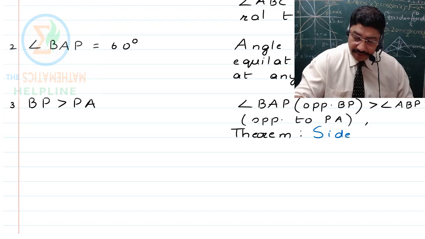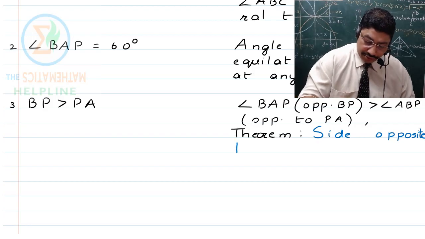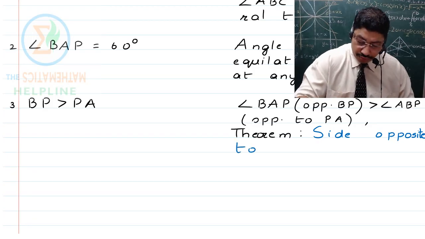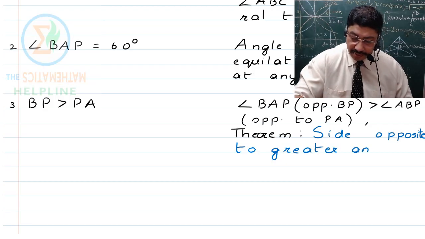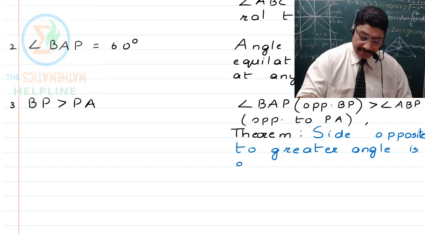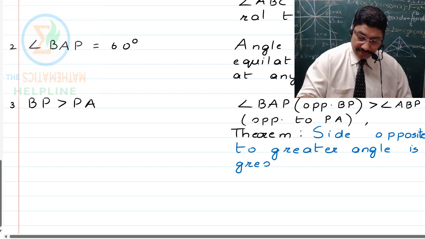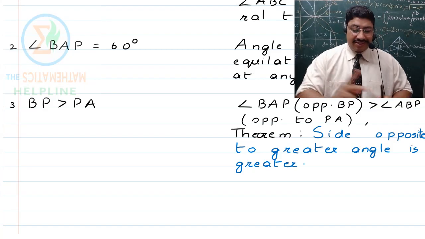side opposite to greater angle is greater, or you can even say larger. So this is the theorem.